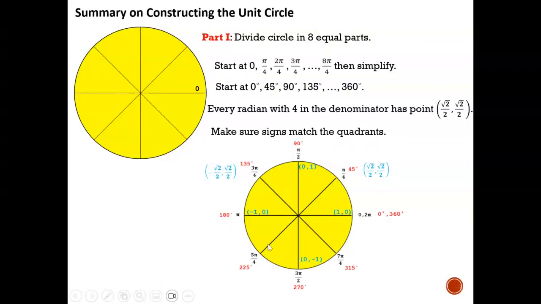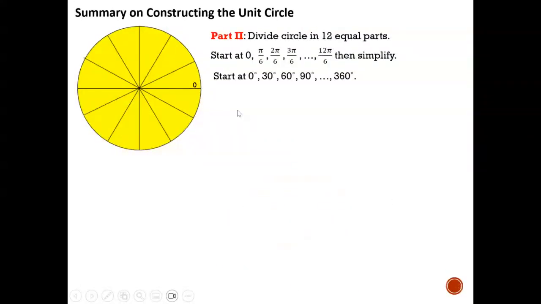Quadrant 2 is going to be negative, positive. Quadrant 3, negative, negative. And quadrant 4, positive, negative. That's the first part, right? First part.